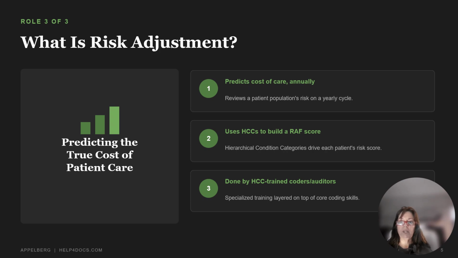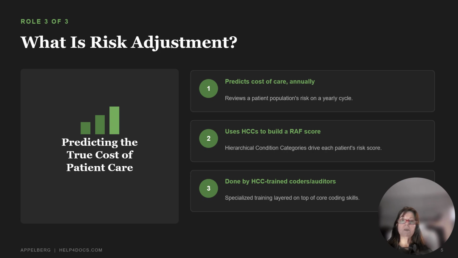You may have heard of managed care. A health plan that covers relatively healthy patients should get paid less per member than one covering patients with multiple chronic conditions, right? Because those sicker patients cost more to care for. They need more of everything. Risk adjustment is the system that makes the math work.